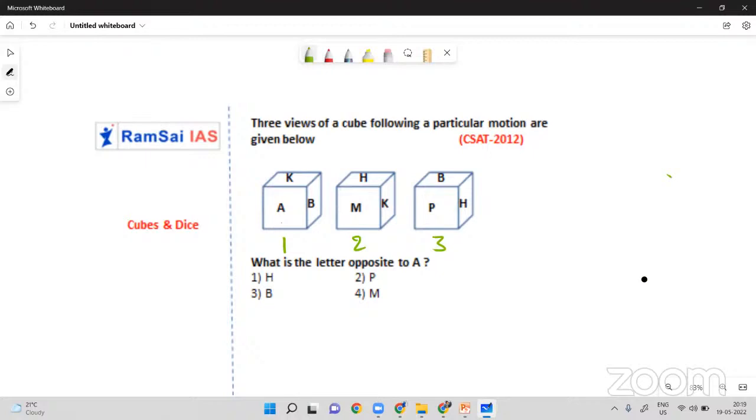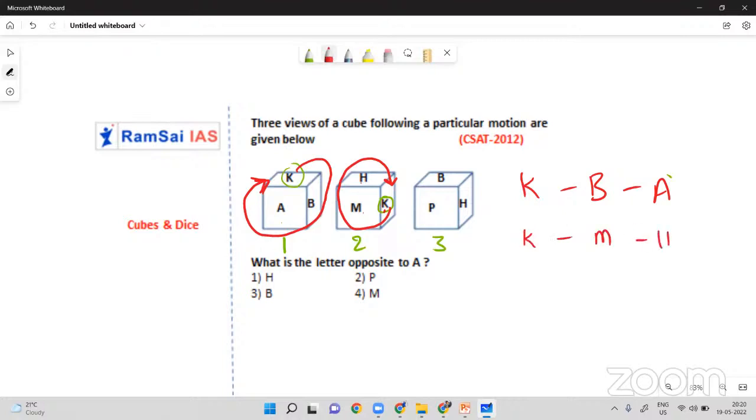When I consider first and second views, is there any common face? Yes, K is in common, right? So now I'll consider clockwise direction. So write them here: K, B, A. From K, clockwise direction only. Don't take anti-clockwise direction for the second one. If you take clockwise for the first view, for the second view also you have to take clockwise direction only. So starting from K, K M H.